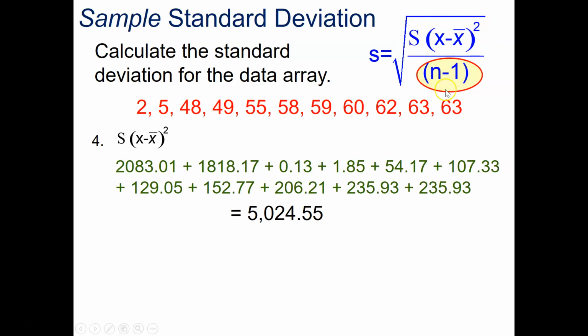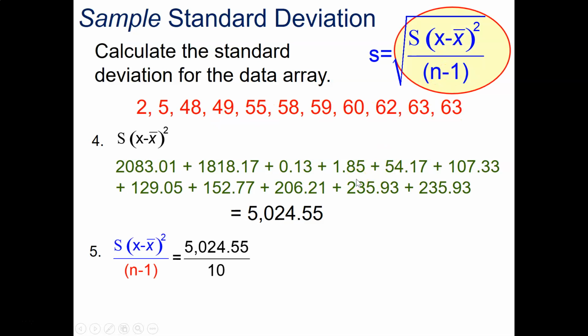We're going to divide by n minus 1. Well, n is the number of data points, which is 11. We're going to subtract 1 from that, which would give us 10. And we're going to take 5,024.55 and divide by 10, which gives us 502.46 when rounded.